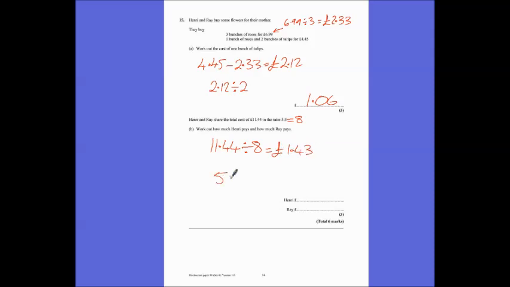So Ray has 5 parts. Sorry, Henry has 5 parts because he's first. So 5 lots of £1.43, which is £7.15. And then Ray pays 3 lots. So 3 lots of £1.43, which gives me £4.29.